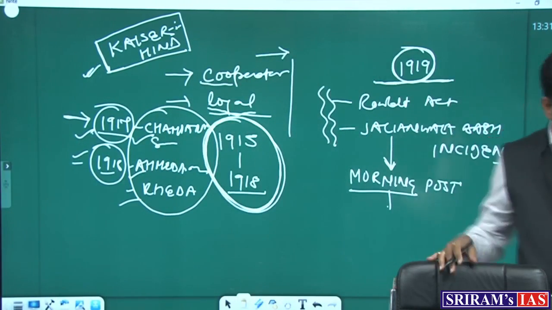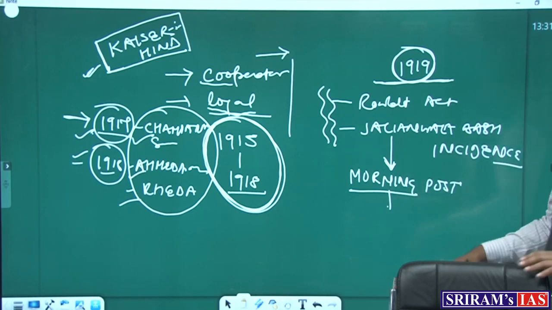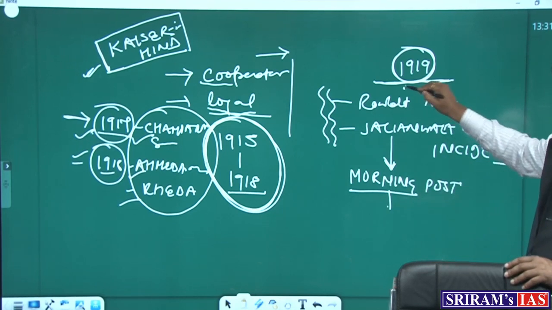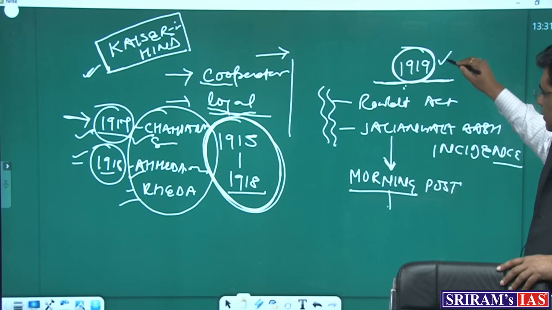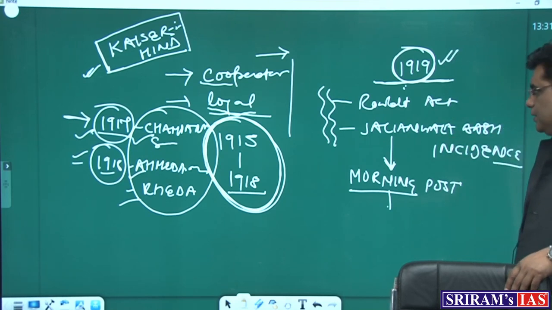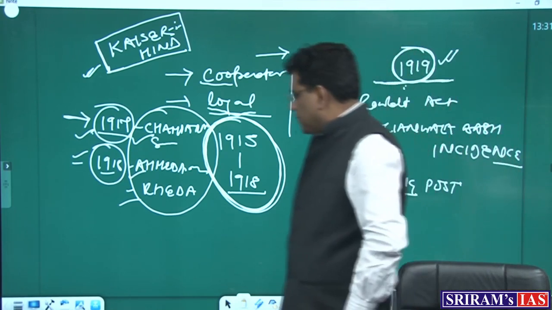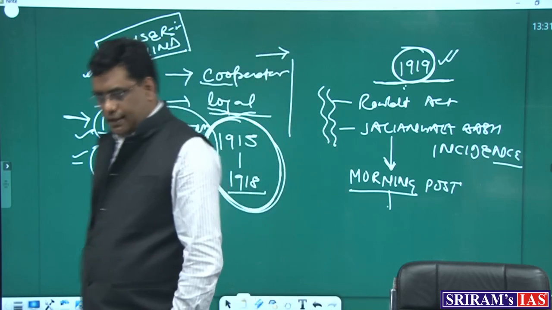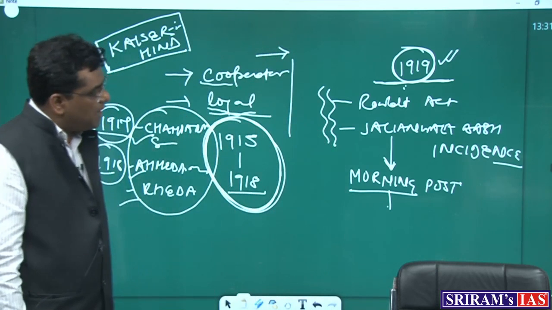But in the second part, 1919, the turning year in the history of Gandhi's relation with the British, that means the Rowlatt Act and the Jallianwala Bagh incident.